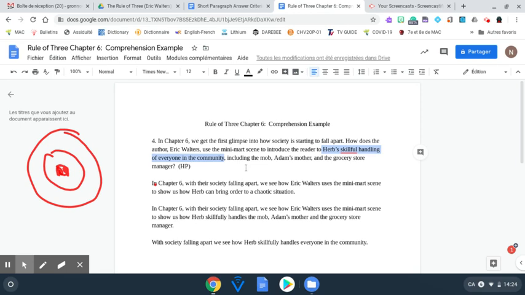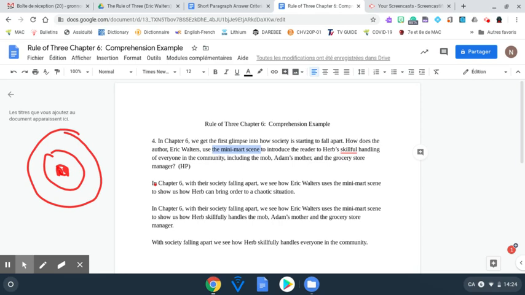Here, though, is an example of a target that is too big, because right now we're on chapter 6. This is then allowing you to go ahead and look at everything from chapter 1 all the way to chapter 6 as to how Herb is handling everyone in the community. We've left out in chapter 6, but more importantly, we left out the part of the mini mart scene. So that is so important to include, because then that makes our target a little bit smaller, and we're only looking at the mini mart scene.